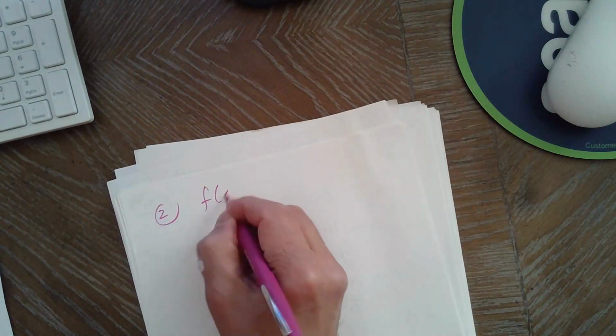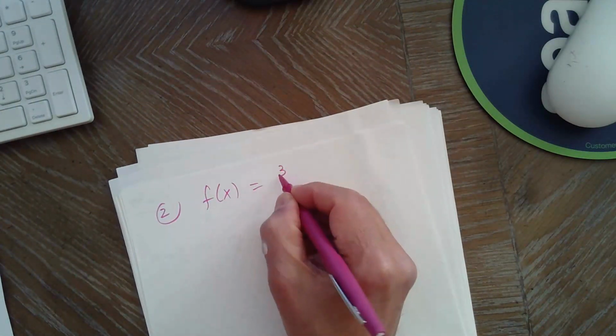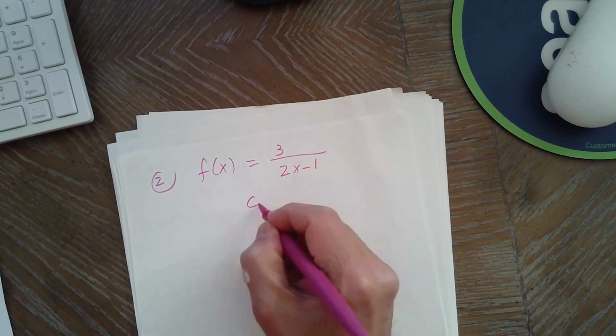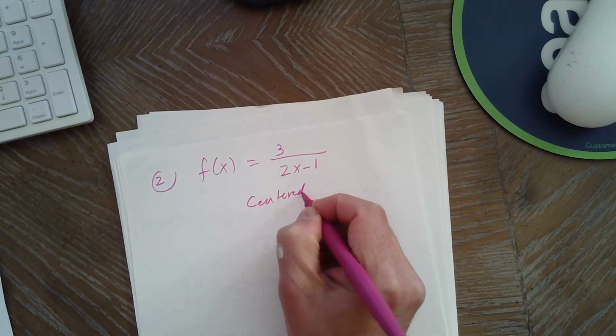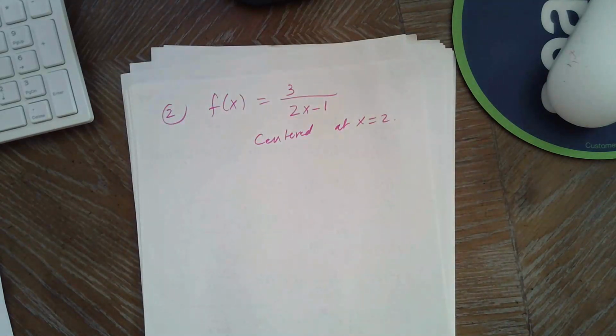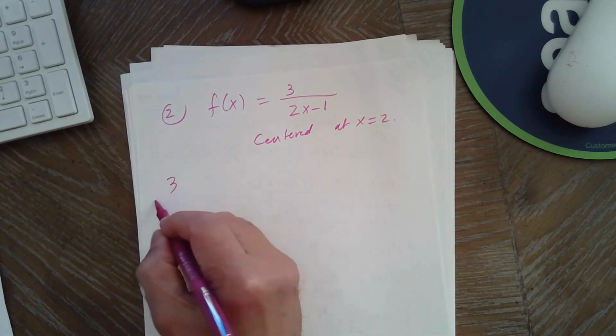Okay? Here's another example. How do we find a power series representation for 3 over 2x minus 1, but it has to be centered at 2. Okay, it has to be centered at 2. So we need x minus 2 in there. So we're going to have to work this out.